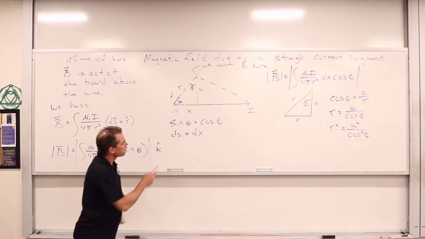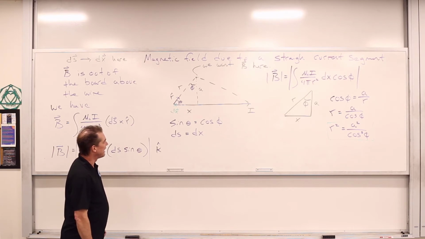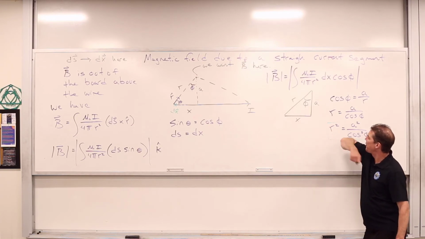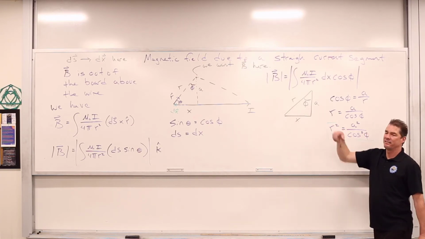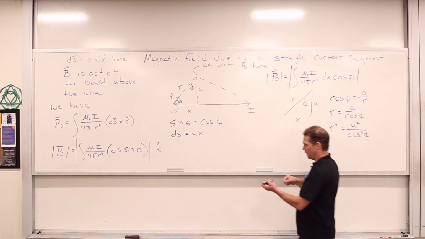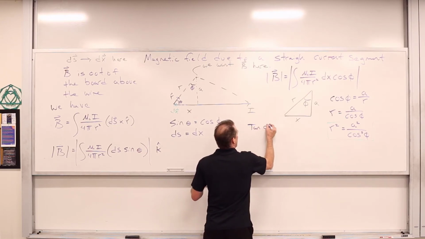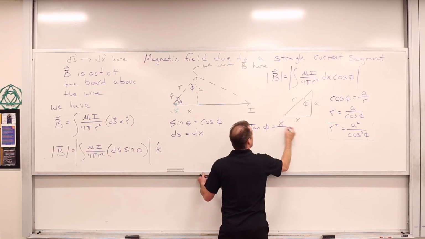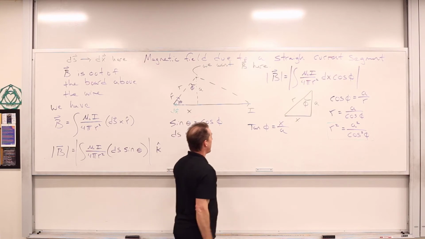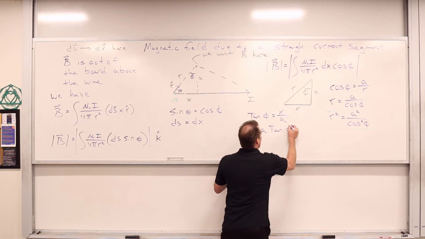And what else do we want? What about X? We've got X. We want to rewrite that in terms of something with phi and A. Let's look at tangent, right? The tangent of phi is opposite over adjacent. So the tangent of phi is equal to X over A. That's great. What happens if we solve that for X? We've got that X is equal to A times the tangent of phi.